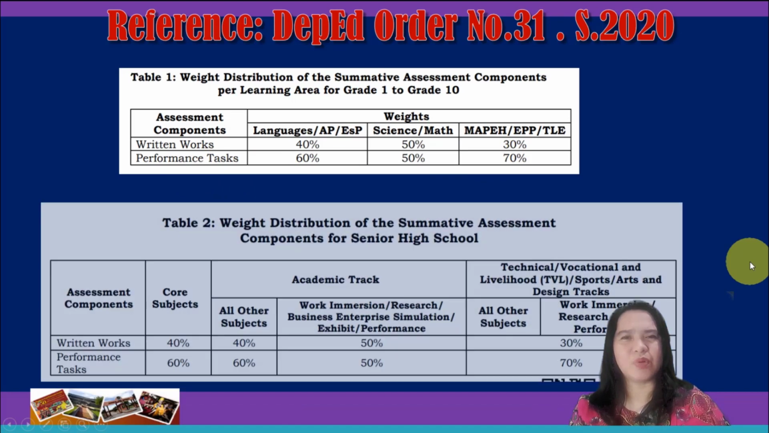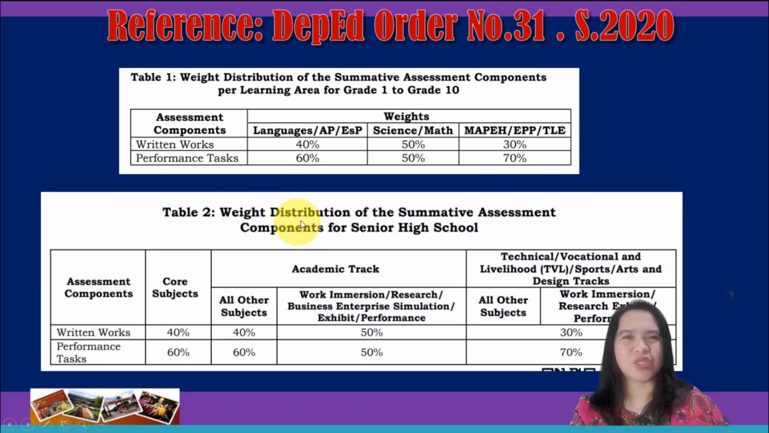For the next table, we have the weight distribution of the summative assessment components for senior high school. So here are the different components, and basically you will see that we only have written works and performance tasks. We don't have quarterly assessment.